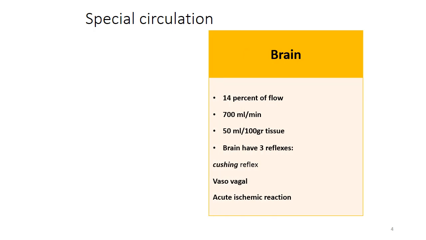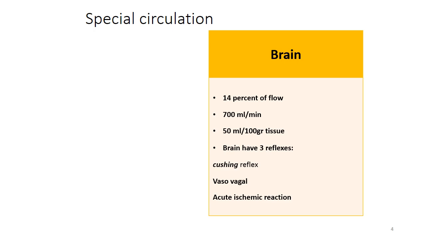Let's see about blood circulation in the brain. About 40% of flow is seen in the brain, and the blood flow in the brain is about 700 milliliters per minute. In other words, blood is circulating at 50 milliliters per 100 grams of brain tissue. The brain has three different reflexes for blood circulation: Cushing reflex, vasovagal reflex, and acute ischemic reaction.